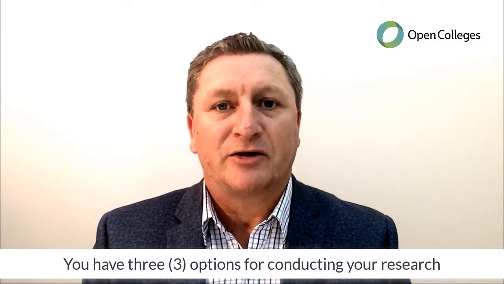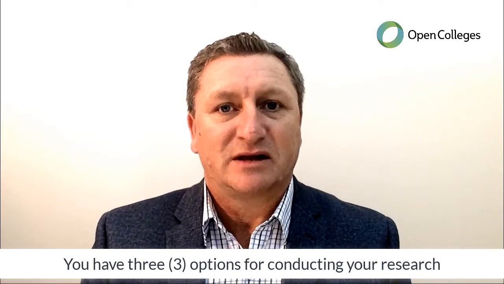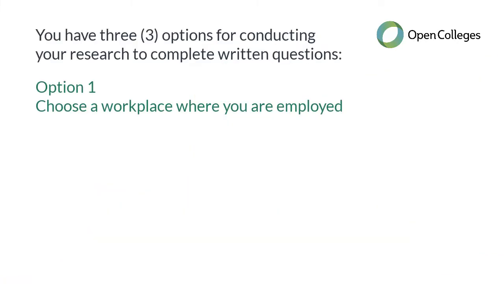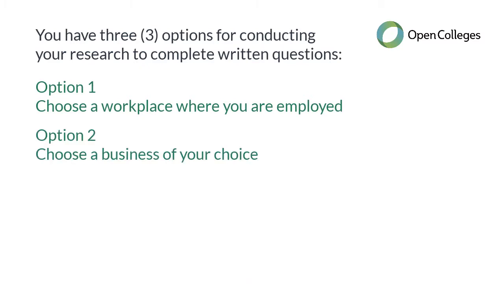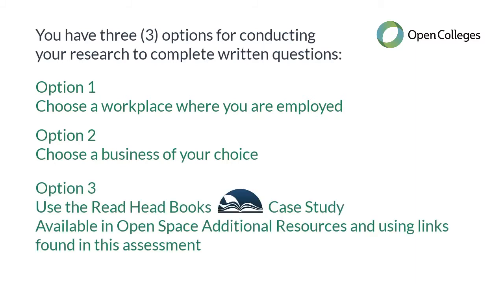This is Dave from Open Colleges and I'm here with a video tutorial to help you with the assessment for Review Human Resource function. With this assessment you have three options to choose from in how you will gather information to complete the written questions. The first option is to choose a workplace where you are working. The second option is to choose a business of your choice. The third option is to use Reed Headbook's case study, which is available in the open space, additional resources and the links in this assessment.